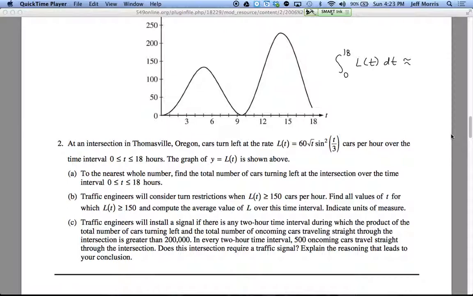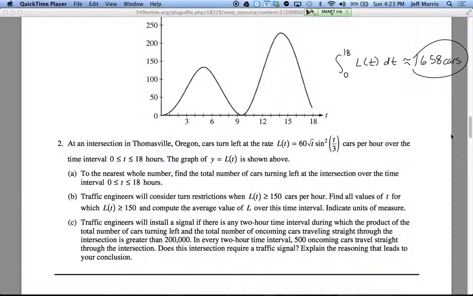What did you get for an answer here? 58. 58 what? Cars. Cars turning what? Left. Turning left. All right, that right there was 3 points. It's 3.